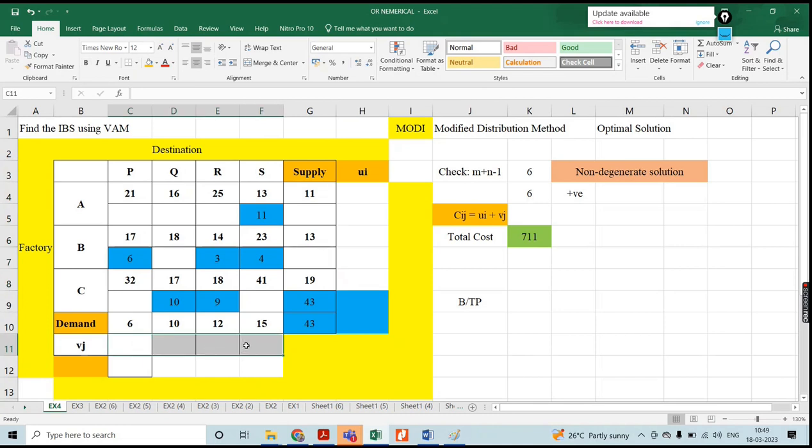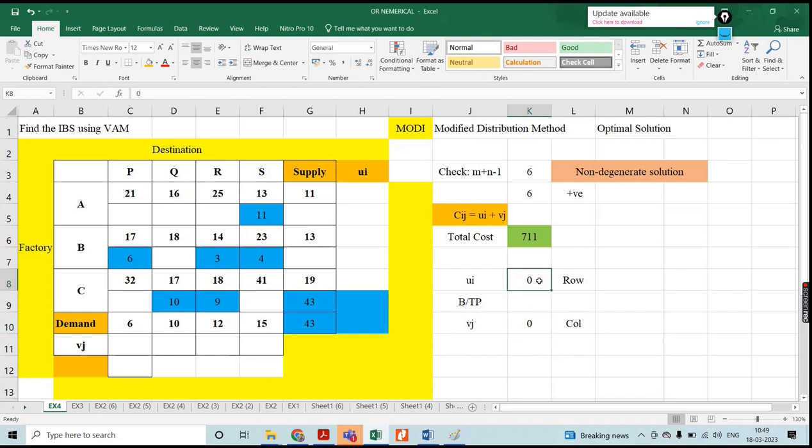But we don't know the Ui value, we don't know the Vj value. First, I have to identify the initial value corresponding to the Ui or to the Vj. It might be with respect to the Ui or it might be with respect to the Vj. That value you have to take as 0. Ui is with respect to the row, Vj with respect to the column. Keep this in mind.